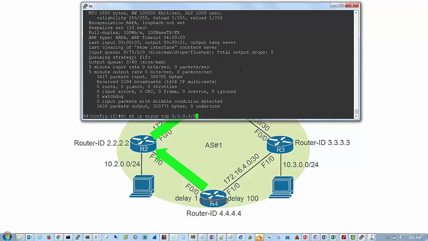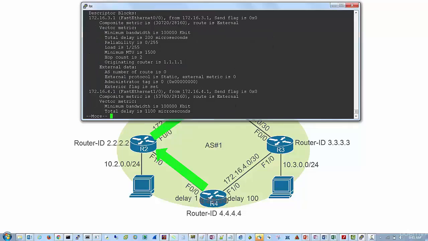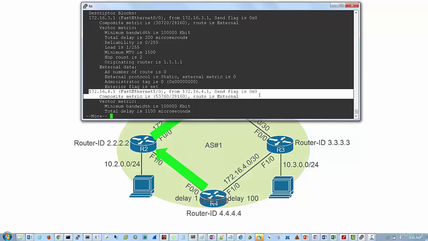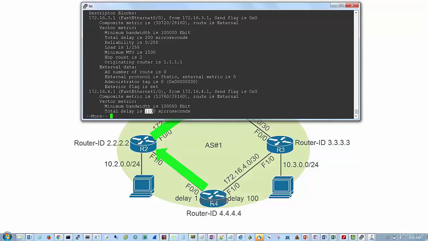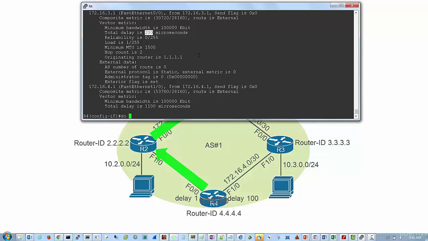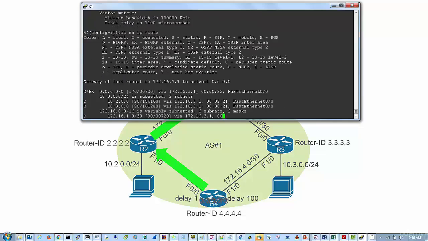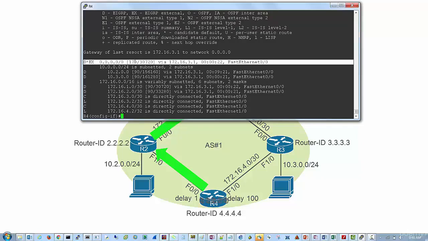Let's run our show IP topology. Now we can see that the total delay for the default route learned via R3 is 1100 microseconds compared to 200 microseconds for the path to R2. So now when we do show IP route, we only have 1 default route installed in the routing table, since we don't have 2 successors now, we only have 1 successor. It's only going to install successor routes in the routing table.